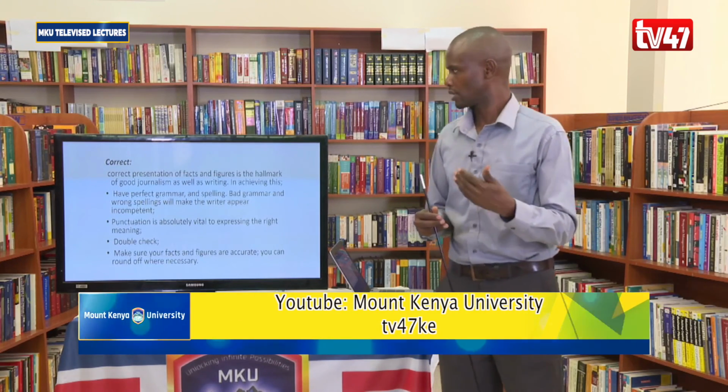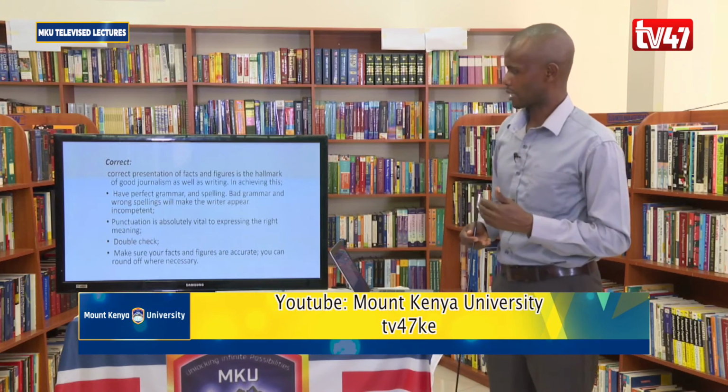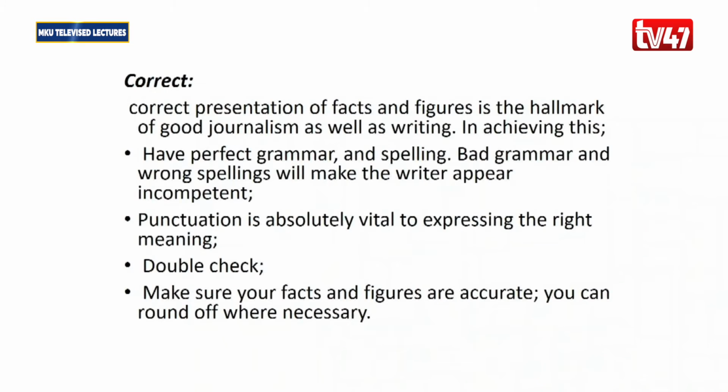Next, you have to ensure that whatever you are giving to the audience is correct. Okay? So this means that your information is factual, your information is accurate, and all that. So just have a look at this: a correct presentation of facts and figures is the hallmark of good journalism as well as writing. In achieving this, one, have perfect grammar and spelling.